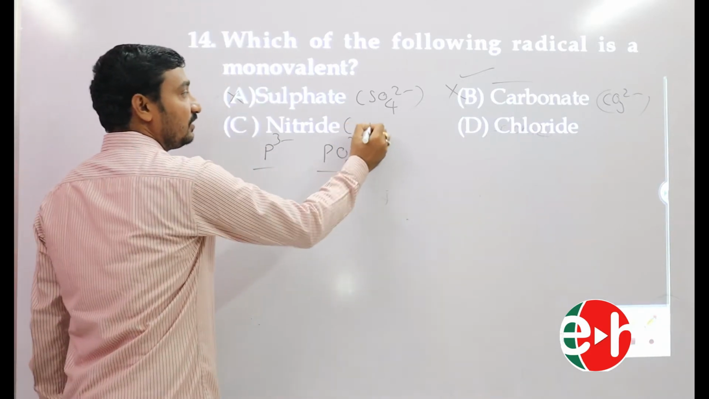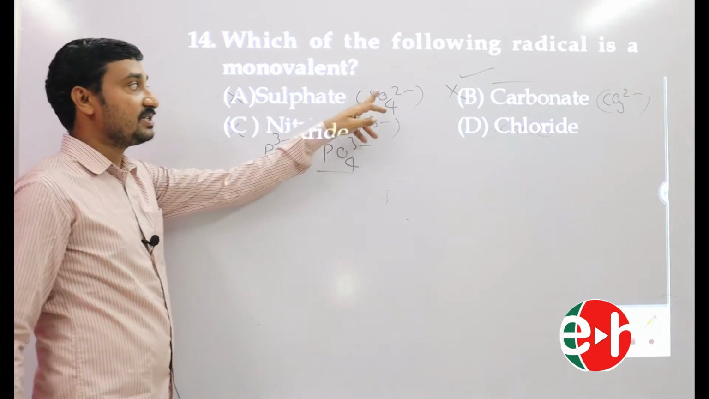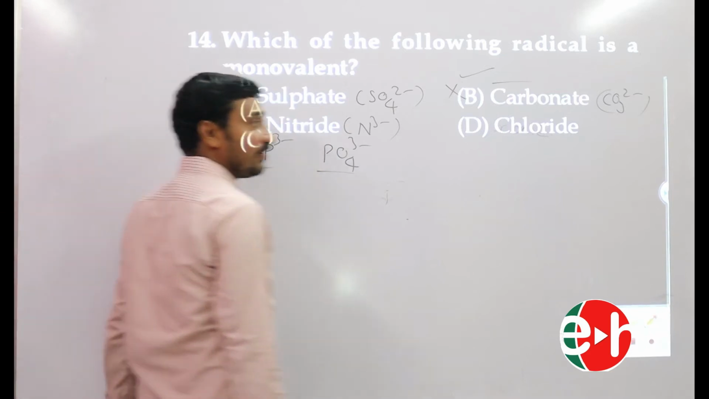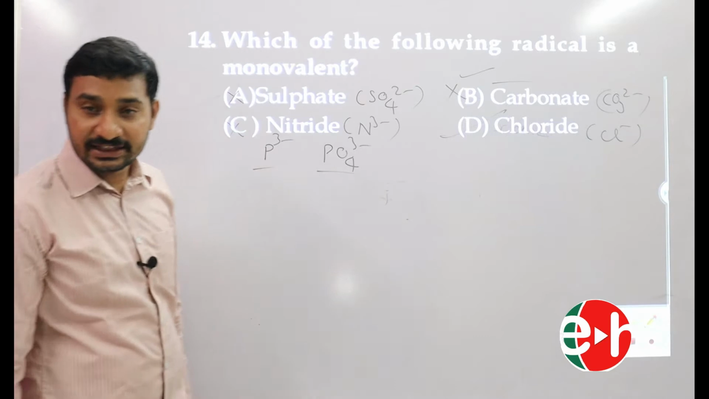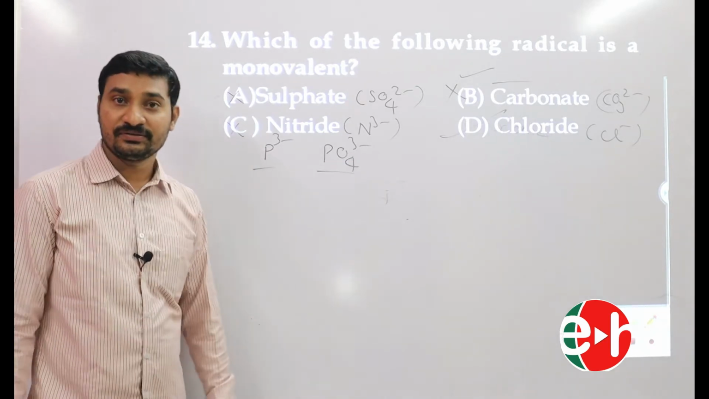Nitride ion, N3 minus. This is also wrong. This is a trivalent. Sulfate divalent, carbonate divalent, nitride trivalent. Now finally chloride, Cl minus. This is the monovalent ion. Got it? Hence, what is the answer? Fourth one.